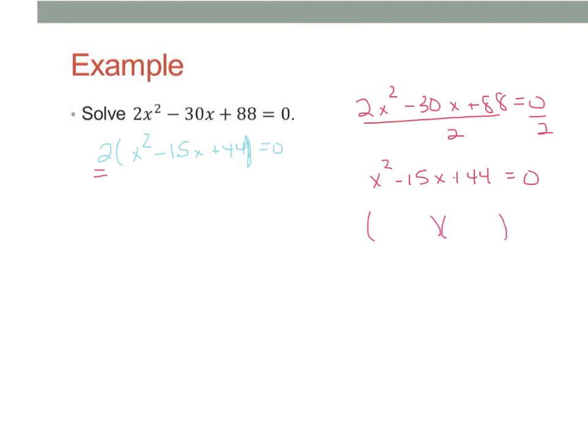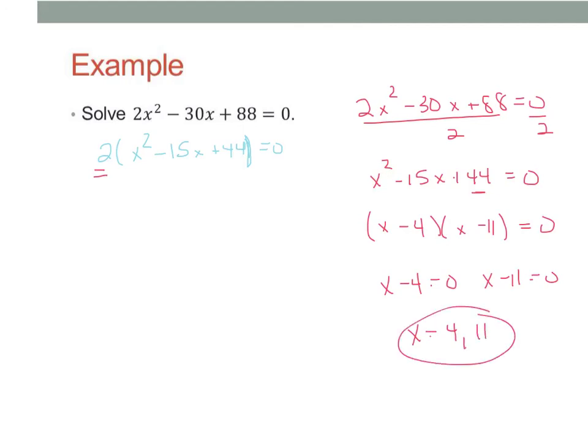So if I use my trial and error, 44 is 4 and 11. I think that'll make my 15 if I do minuses on both. X minus 4, x minus 11. And you're going to set both factors equal to 0. So we get positive 4 and positive 11. By the way, if you'd kept the 2 out front, it still factors into the same thing. And then, though, when you write your equations, you do need to write 2 equals 0.